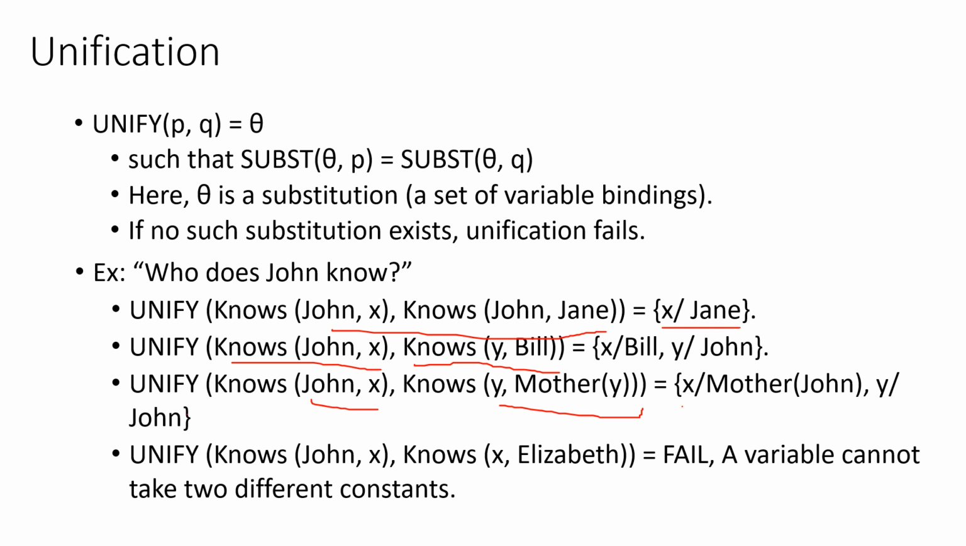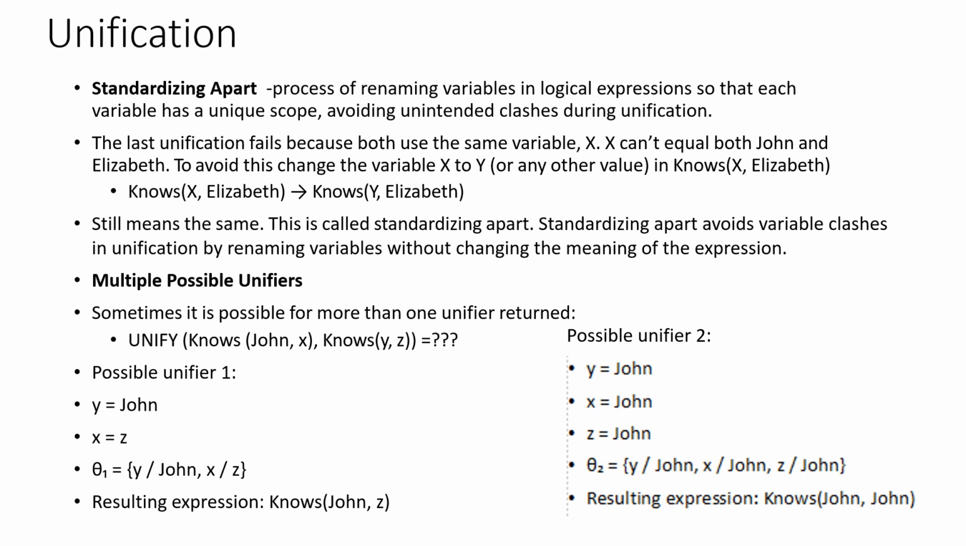Then the fourth example. Here you can see Knows(John, x) and Knows(x, Elizabeth). Here what will happen? Here x can be John and x can be Elizabeth. Is it possible? So it is not possible. That means one variable cannot take two different constants. So here the unification fails. Next we will see standardizing apart.